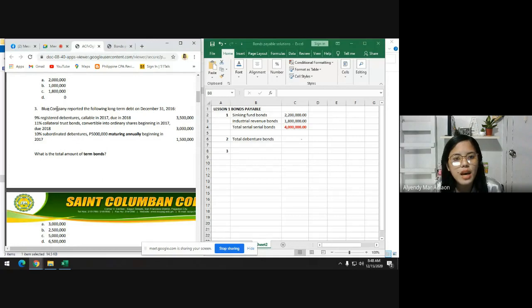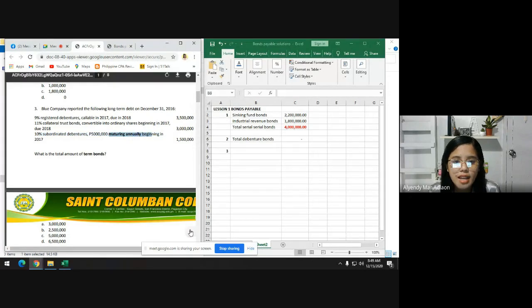Okay. Blue Company reported the following long-term debt on December 31, 2016. First, 9% registered debentures, callable in 2017, due in 2018. 11% collateral trust bonds convertible into ordinary shares beginning in 2017, due 2018. 10% subordinate debentures, 5 million, maturing annually beginning in 2017. Okay, so what do you think? Maturing annually, wala na ni.